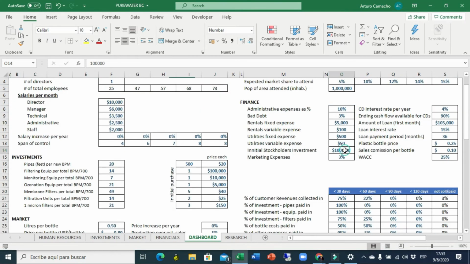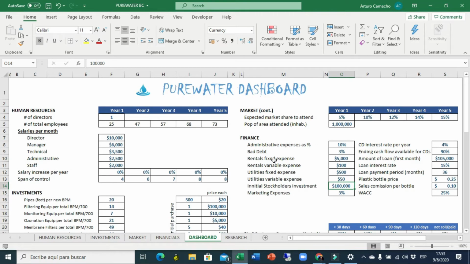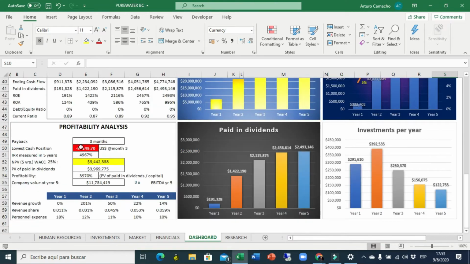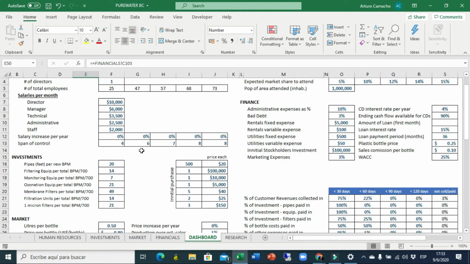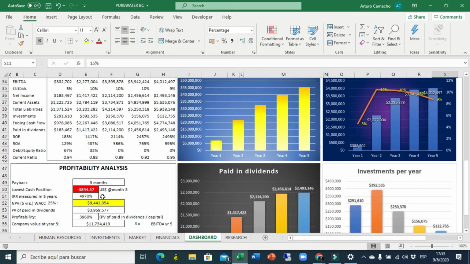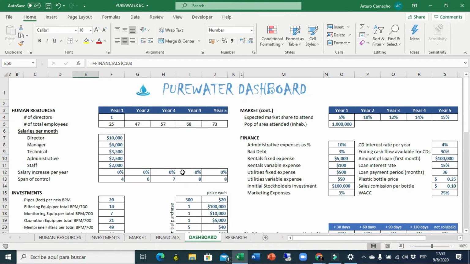So you have to check this number, the lowest cash position that I told you. For example, if you don't have any loan, let's take it out. You will see that you are negative by almost $92,150. So you need a little bit more, because you have to pay the interest of the loan. If you put 100,000, this is still too low. You still need more. That's why it was 105,000 in the loan.